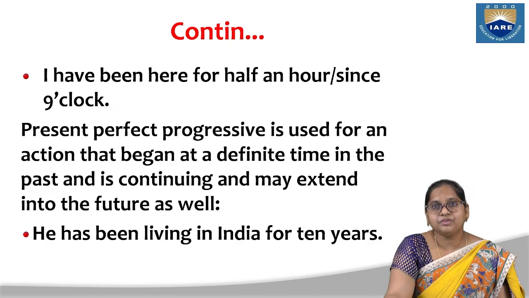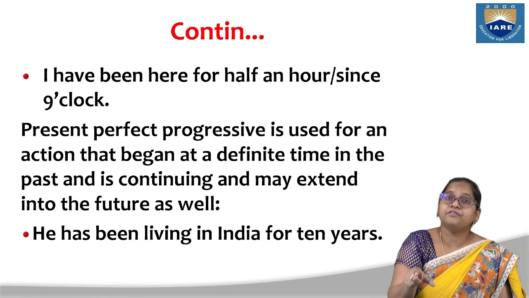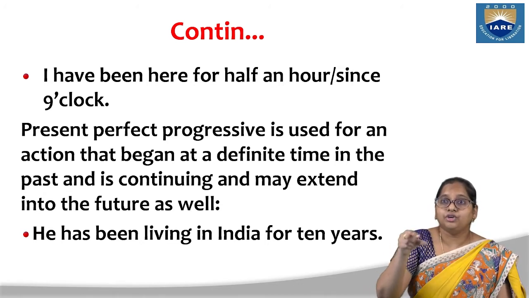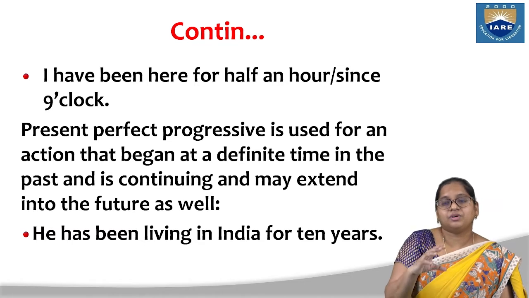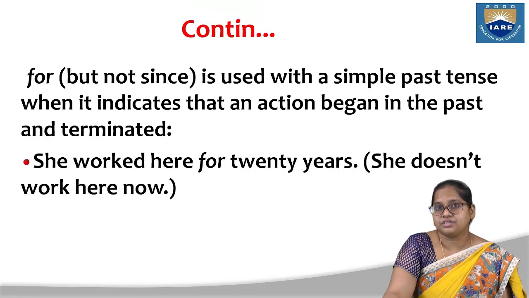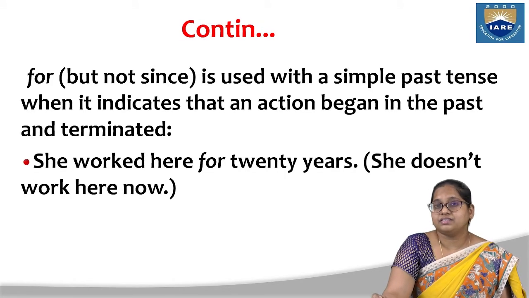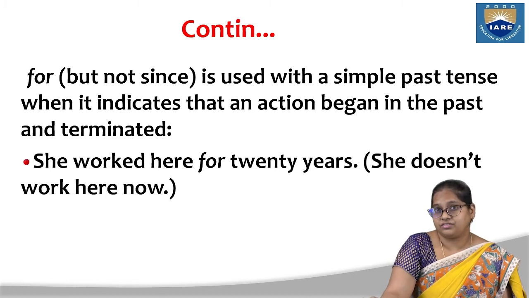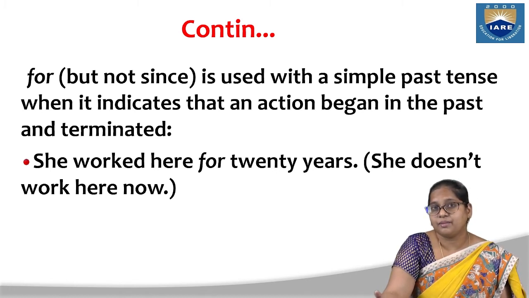For example, in the previous sentence, when you use the present perfect progressive, you are using prepositions, but it still conveys that the action started in the past and is still continuing in the present. But for something like, she worked here for 20 years, she doesn't work here now, it's not going to happen now. That is the sense of it.